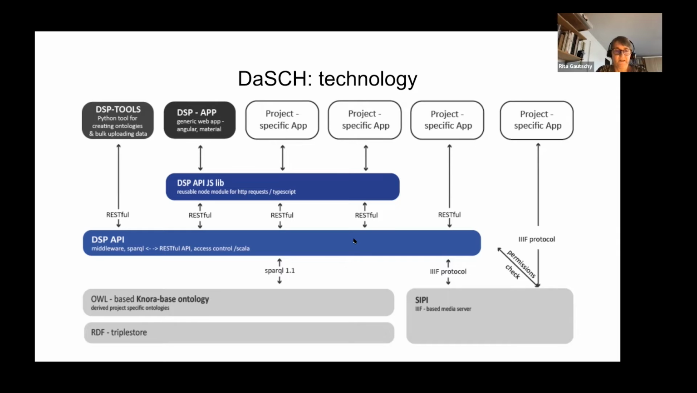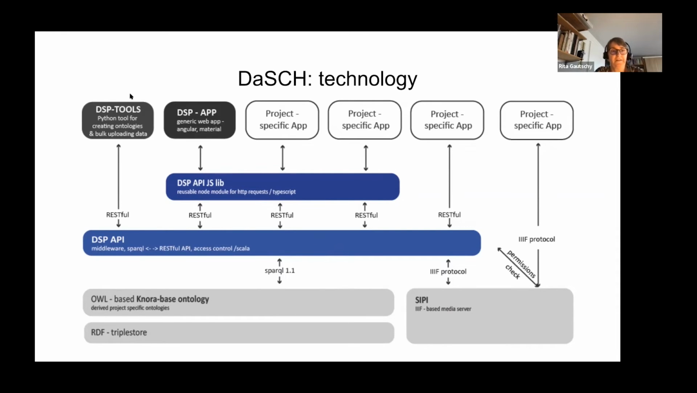And what happens here in this layer with DSP-API, one important thing is that permissions are checked there. So you send a query, and then it is checked, oh, what are your permissions? Are you allowed to see a resource, or are you not allowed to see a resource? This happens in this middle layer, and that's why you have to go through here.